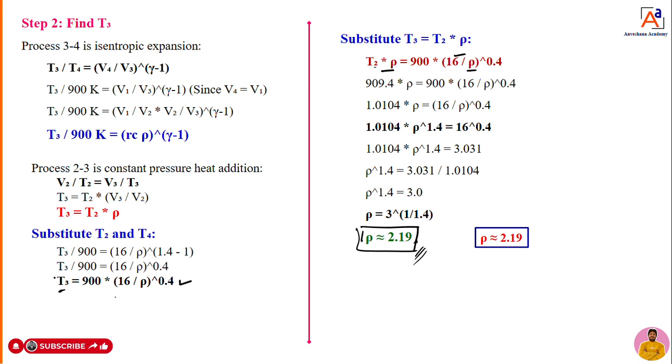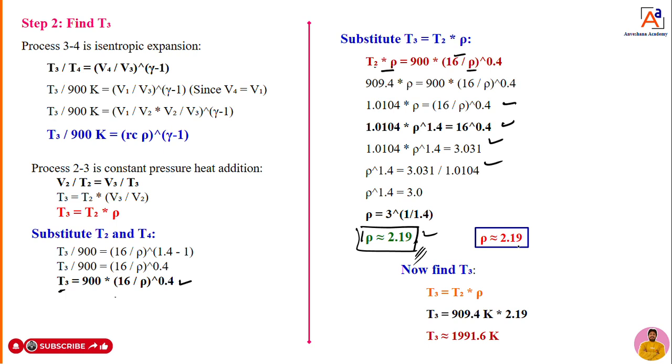Because we know T3 is equal to this much. What is the value of T3? T3 is equal to T2 into rho. So that's T2 into rho, and I am going to simplify. You can simplify here step by step. Dear students, you are going to get the value of rho is equal to 2.19. That is the rho value.